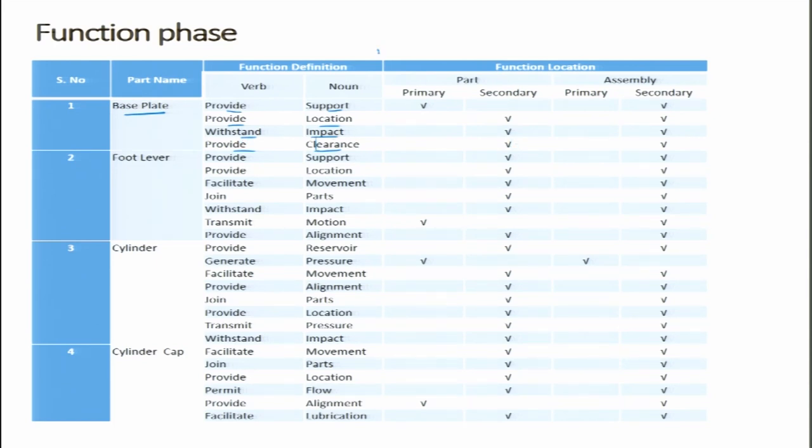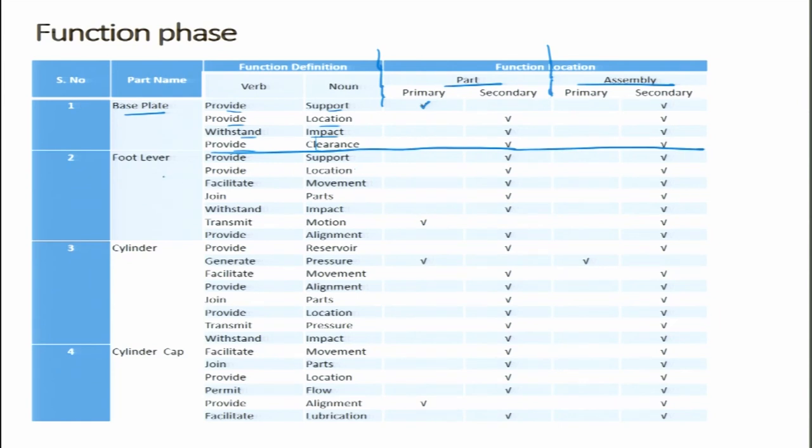This column represents the part wise function definition, and this is the assembly wise last column. Part wise, this is the primary function, provide support, and all other 3 are secondary functions.